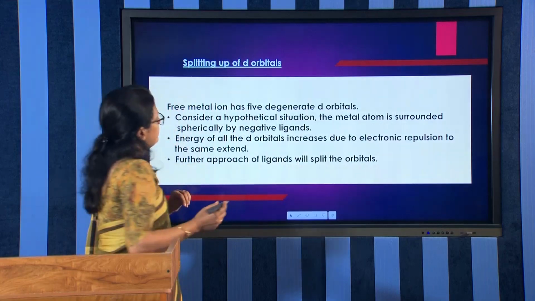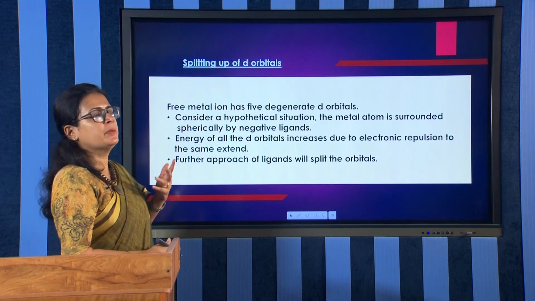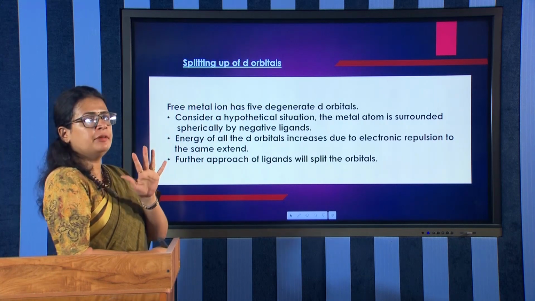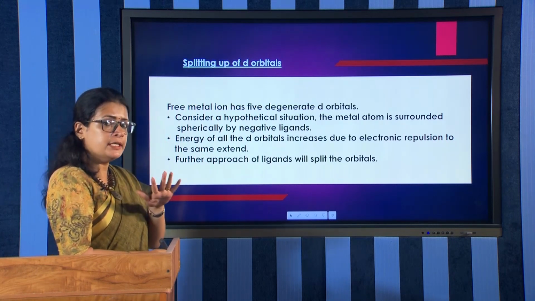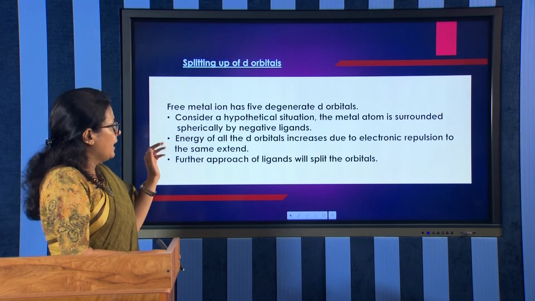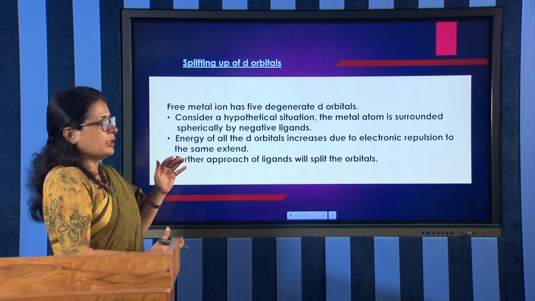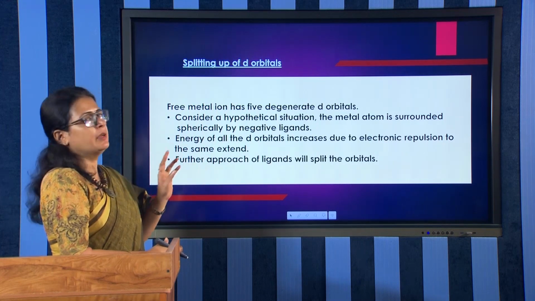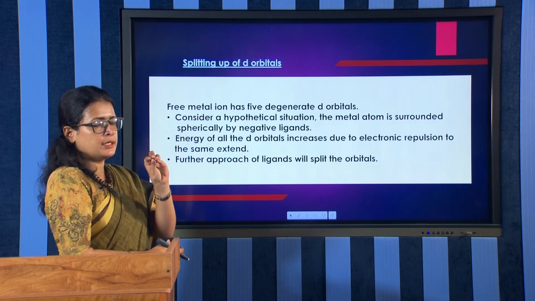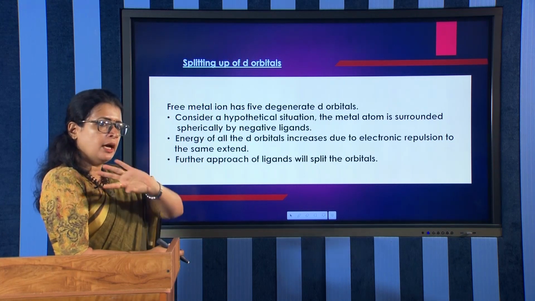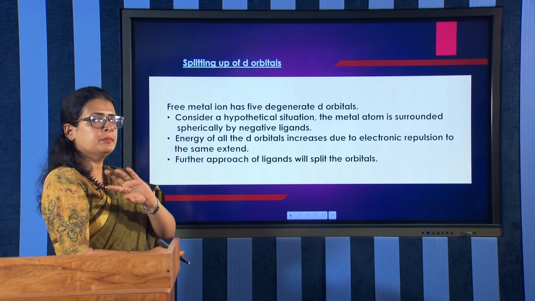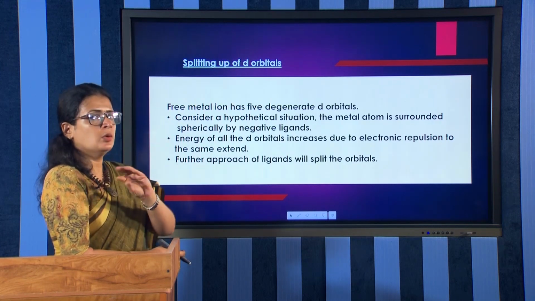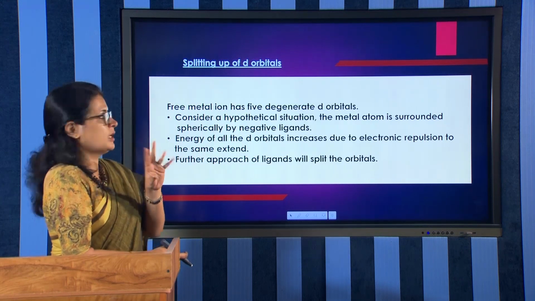And again, how the d orbitals are being split. The free metal ion has 5 d orbitals. They are all degenerate in the absence of ligands. Consider a hypothetical situation where the metal atom is surrounded spherically by negative ligands. Suppose the central metal atom is at the center, and around this central metal atom there is a spherical surrounding by the negatively charged ligands.